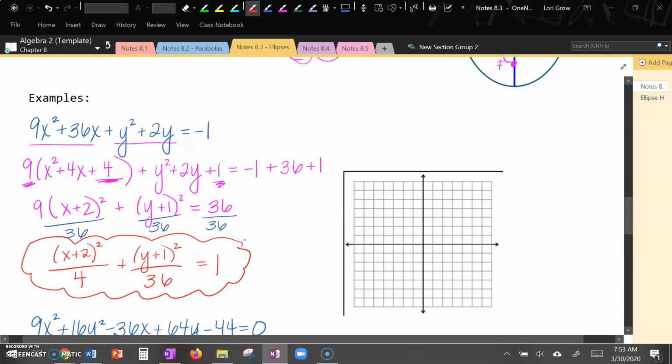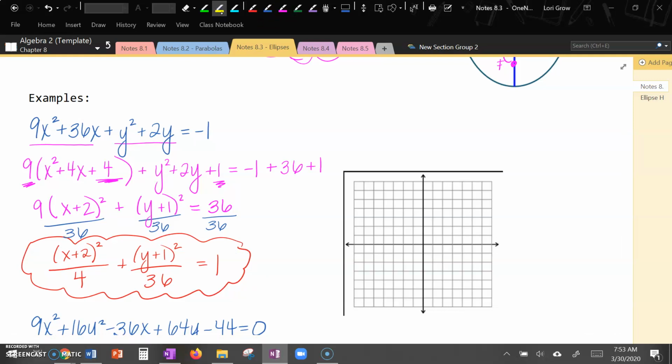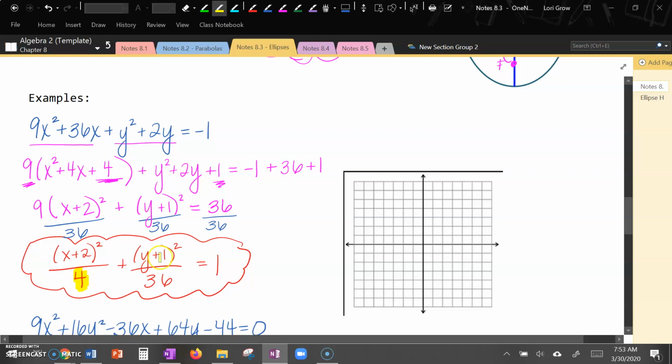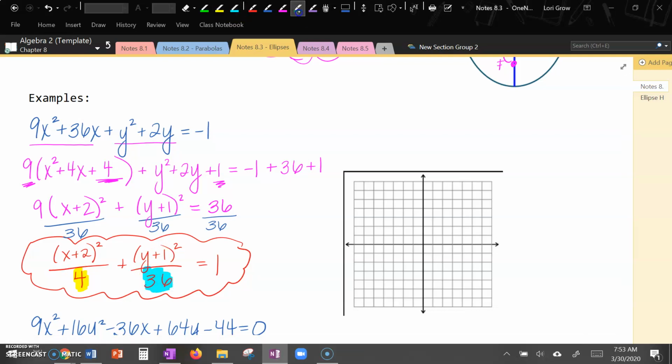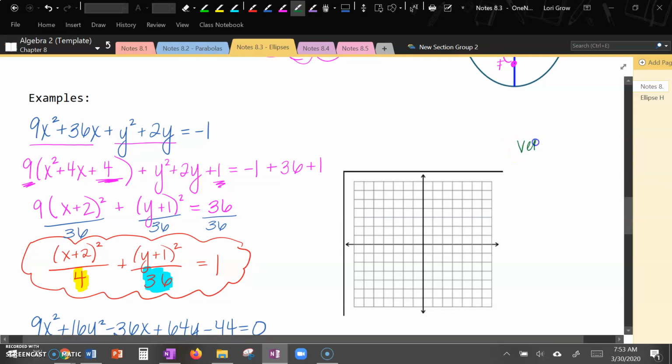Now, remember we said that the number that's underneath the x's, you go that many in the x direction, and the number that's underneath the y's, you go that many in the y direction. Of course, when I say go that many, that is always from the vertex. So the vertex of this graph is going to be at -2, -1. I'm going to go 2 in the x direction. We'll call that b is 2. So 2 in each x direction. And I'm going to go 6 in each y direction. I'm taking the square root of the numbers that are in the denominators.